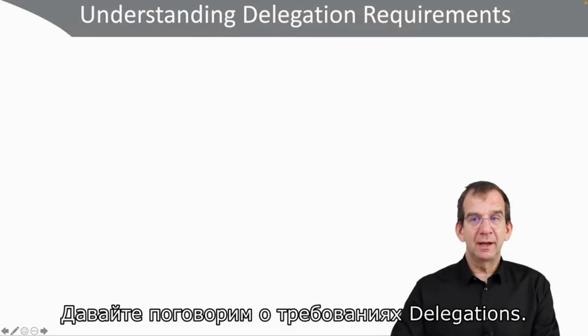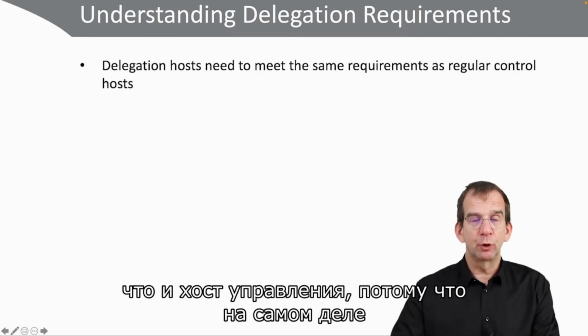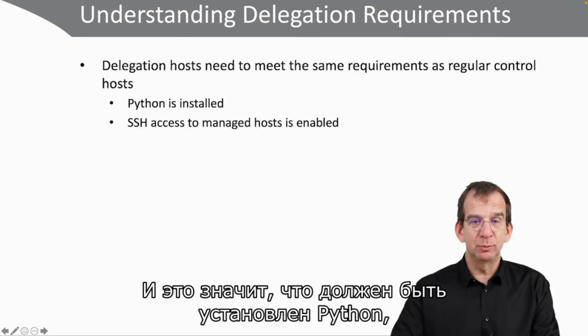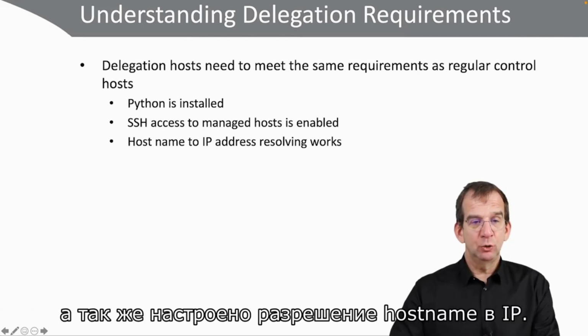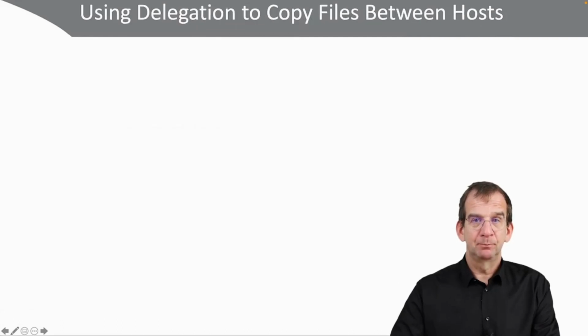So let's talk about delegation requirements. Delegation hosts need to meet the same requirements as a regular control host. Because really, you are going to run a task from the delegation host. And that means that Python needs to be installed, SSH access from the delegation host to the managed host is enabled, and host name to IP address resolving works as well. And also the delegate host must exist in inventory.